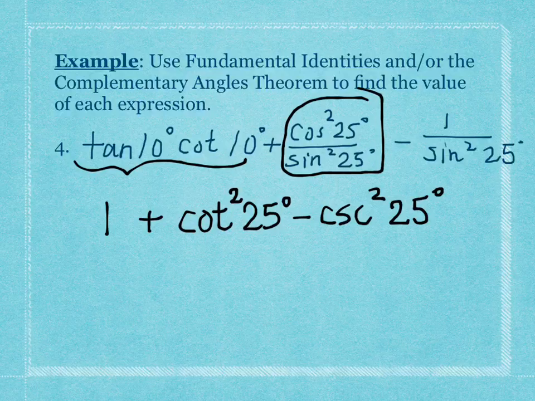What identities just beckon you to look at them again right now? The Pythagorean ones, and the ones specifically that relate the cotangent and cosecant in some way, shape, or form together. So what could I replace? And there's not just one right answer here, but what do you see that could be replaced?